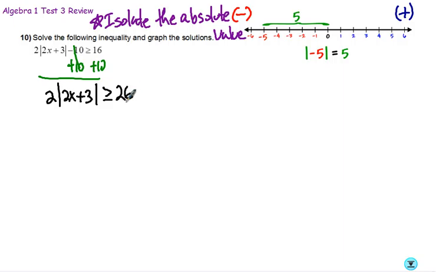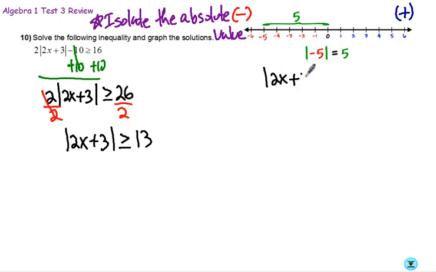Now, anytime you have two things next to each other like that, that means multiplication. So that says 2 times the absolute value. So the opposite of multiplying is to divide. And so we divide both sides by 2. And so we get the absolute value of 2x plus 3 greater than or equal to 13. Now that the absolute value is isolated, now I can solve. Now I can pull it apart.